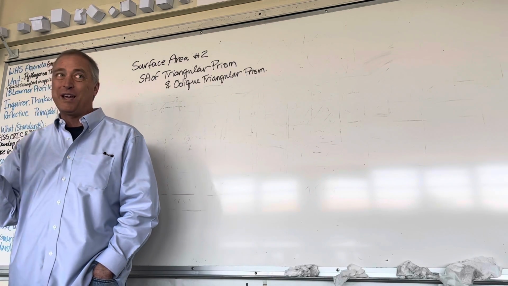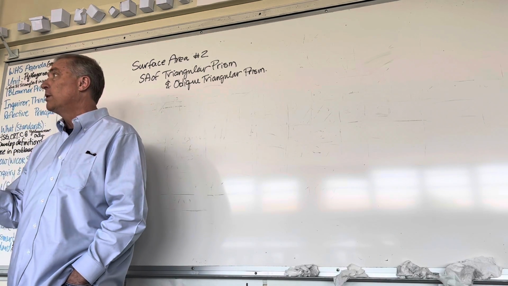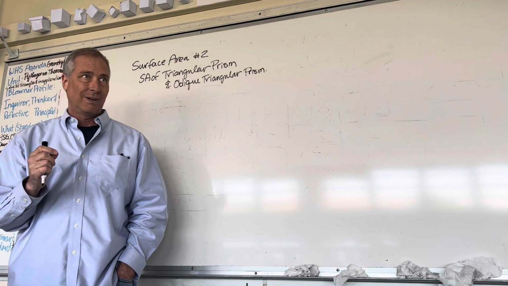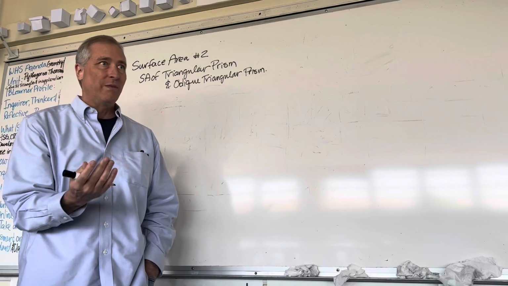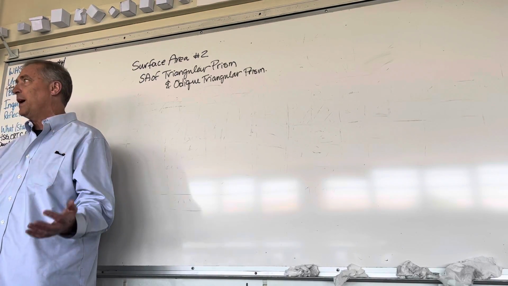Name some shapes that are 3-dimensional now. Cylinder, cube. Rectangular prism. Good. Triangular prism. Very good. Okay, so you've got the idea of surface and you've got the idea of area.